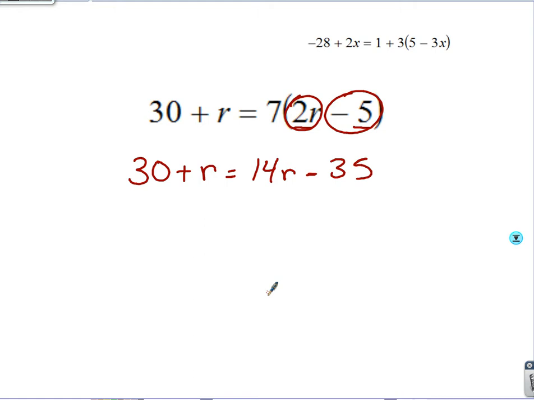So now what do we do? Same stuff we did on the last one. Step number 1, remove parentheses. Step number 2, like terms. Okay, now let's talk about these like terms. I told you get all the R's on one side, get all the numbers on the other side. I did not say what side to get them on. And that's important here. If you don't like working with negatives, you better be careful what you move.